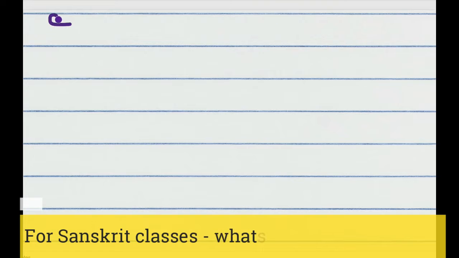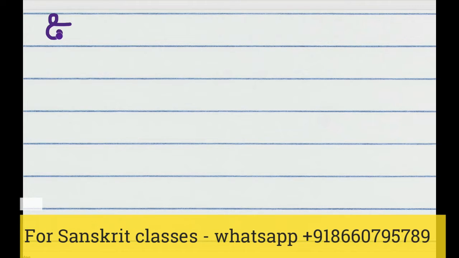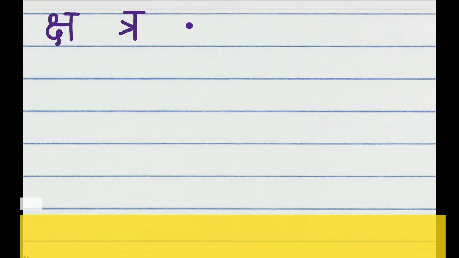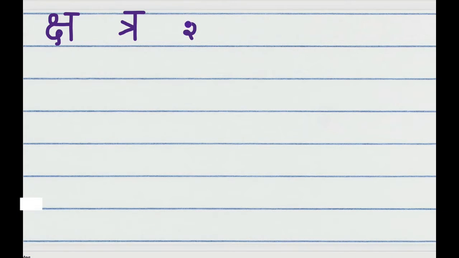So ksha is written like this. Tra is written like this. Gnya is written like this. And shra is written like this.